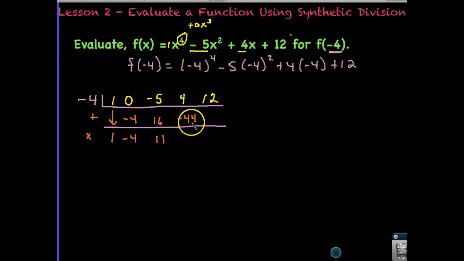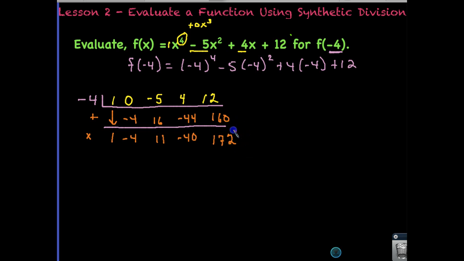4 plus a negative 44 is a negative 40. And then if I multiply, I get a positive 160. And then my final step, start the process again. I will go ahead and add down. So I will get 172. Now that number is a very important number.